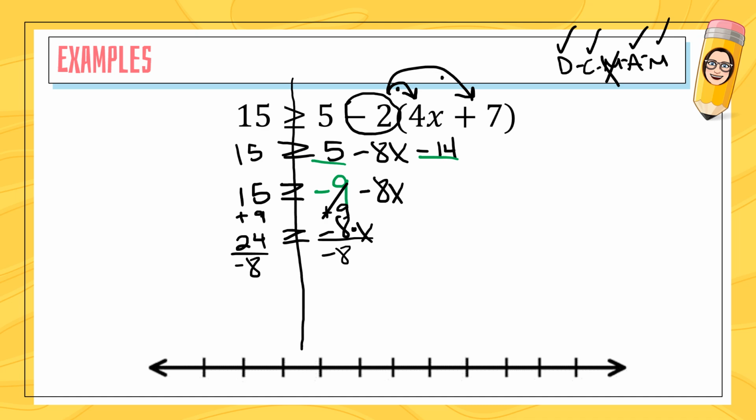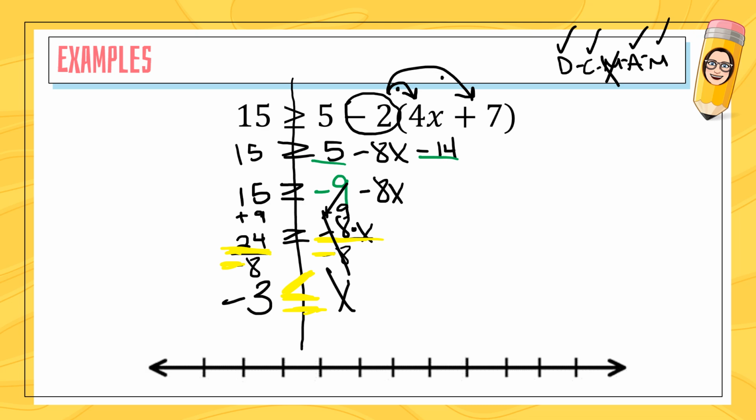Hold on. What did I just divide by? Maybe use your pencil and mark this in. I divided by a -8. What does that mean? That means we flip the inequality. Okay? All right. Drop down. 24 divided by -8 is -3.